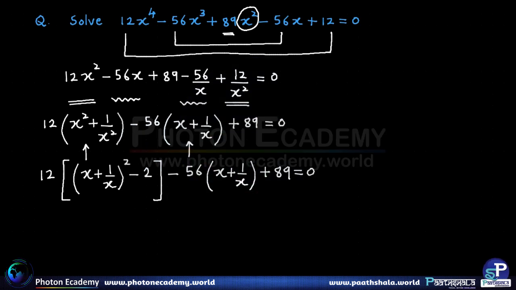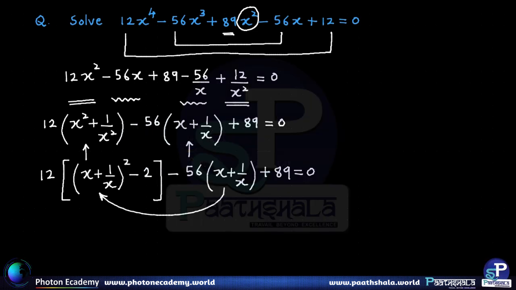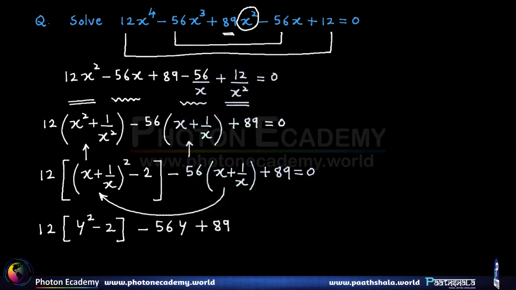So the whole purpose of this adjustment was that we could have the same expression in both places, right? So now we can call this expression, x plus 1 upon x, as say y. So we will get 12 into y squared minus 2, minus 56y plus 89 equal to 0, right?